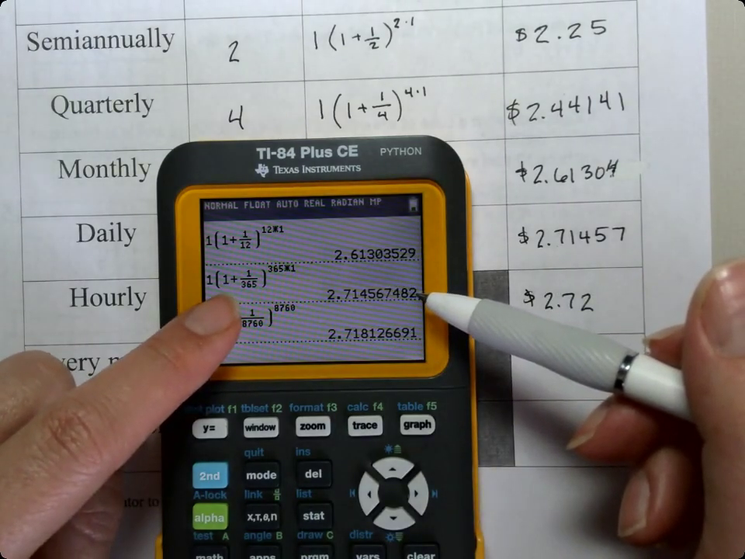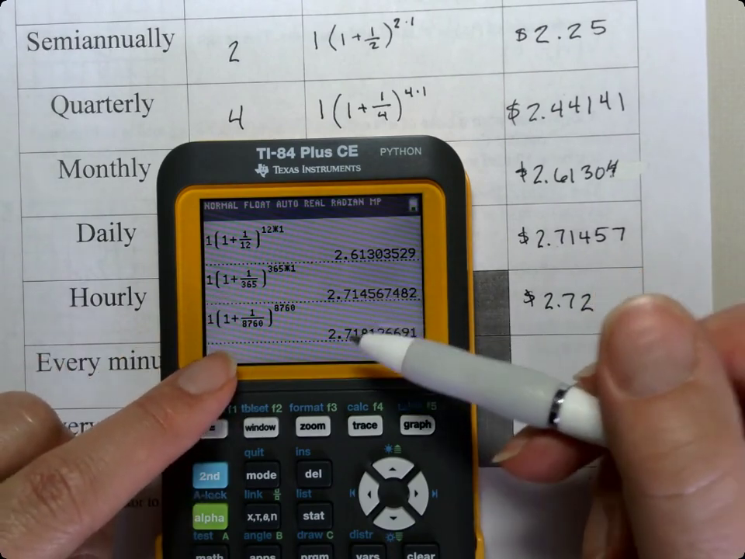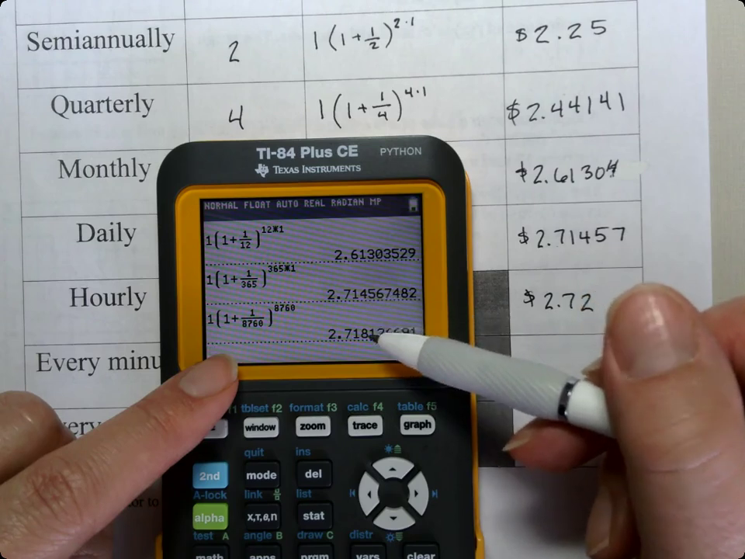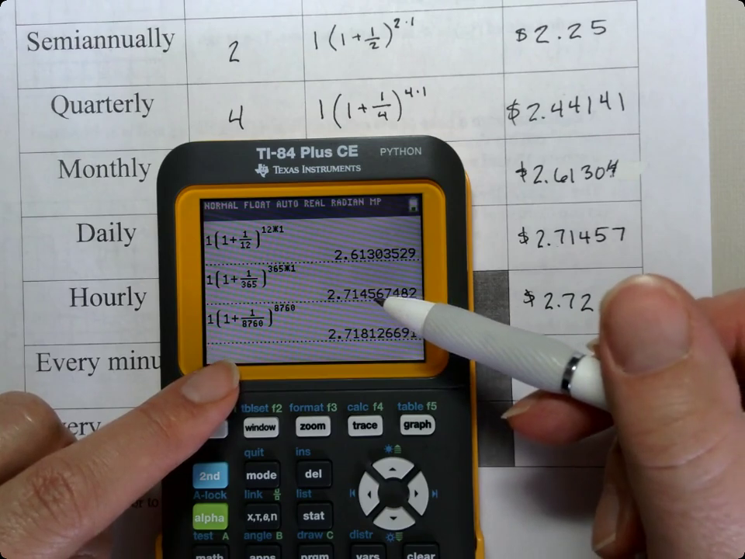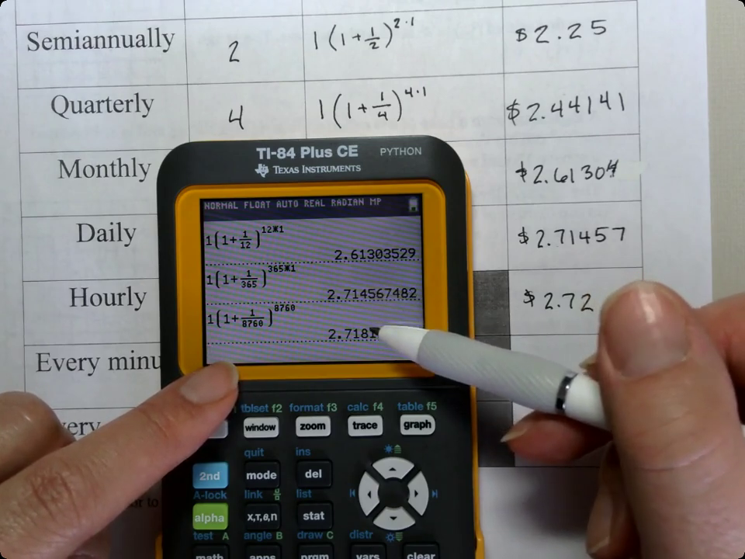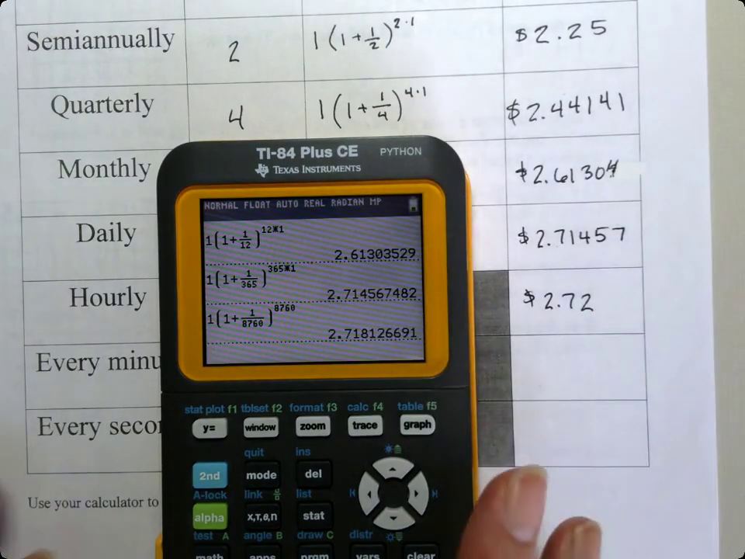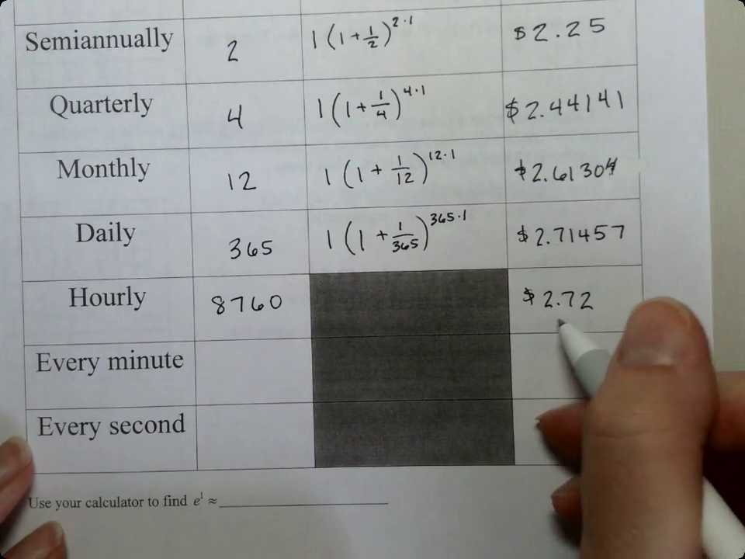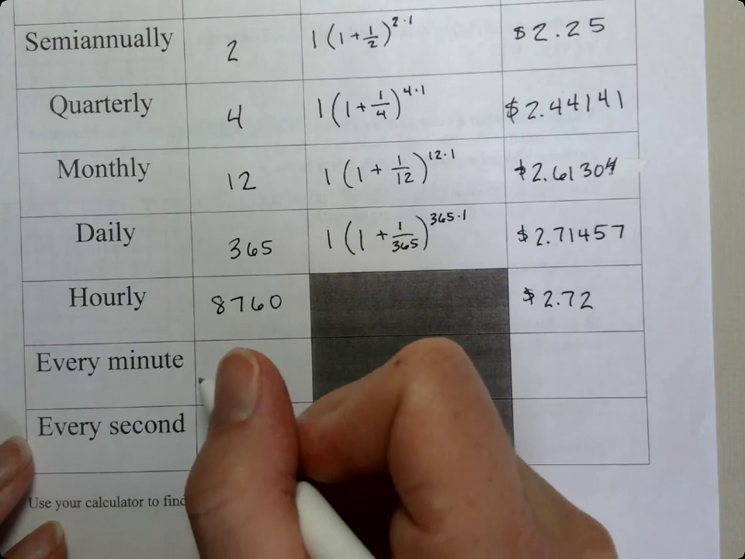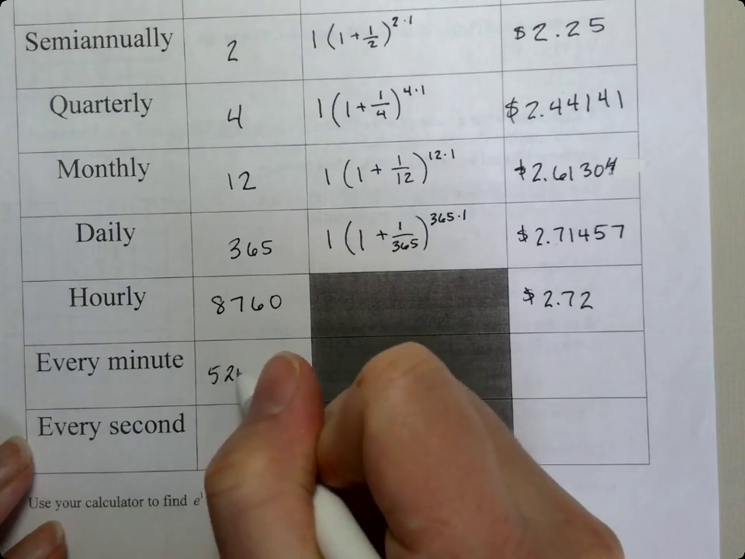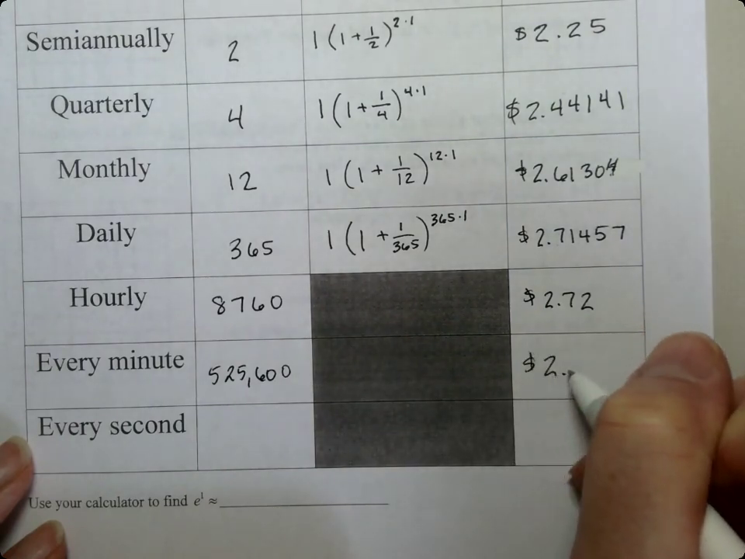So we did 365 and we got 2.714567, and now we got 2.718. So this only increased by 4 tenths of a penny, if you will, because we're talking pennies. So the idea is this is about 2.72. Every minute, you'd multiply this by 60, and you get 525,600. And that's going to round to 2.72.